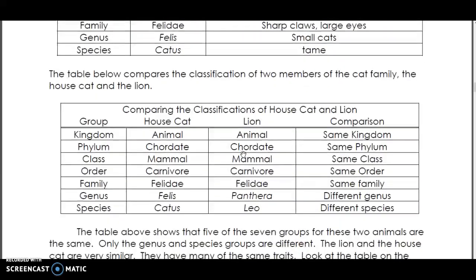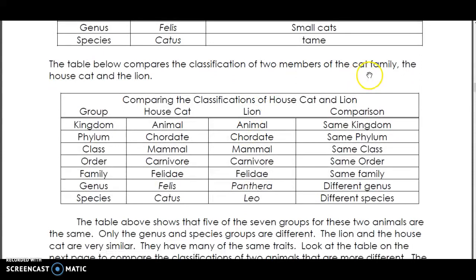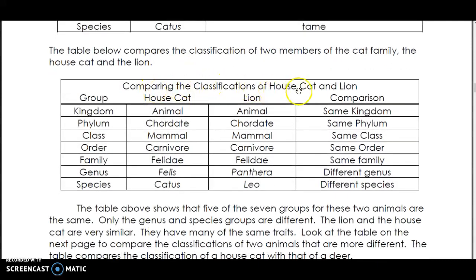The table below compares the classification of 2 members of the family Felidae, the house cat and the lion. So if we compare the classifications of a house cat and a lion, we'll look at all of their groups, how the house cat has its groups, then the lion, where its groups are, and then we can compare them. The house cat and lion are both in the kingdom animal. They are both also in the same phylum. They are chordates. They have that long rod across their back, their spine.